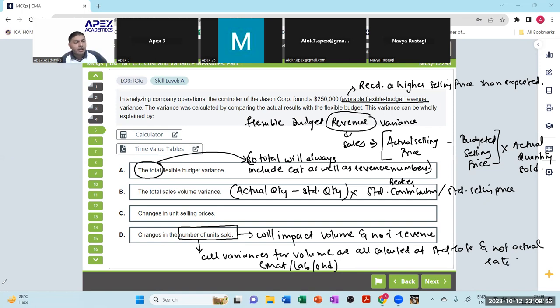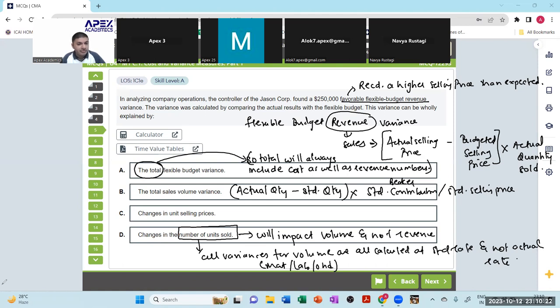Look at material usage variance. Do you use standard material price or actual material price? You tell me that. Standard, right? Labor efficiency variance: standard hours minus actual hours multiplied by standard rate. Agreed or disagreed? Agreed. Yes or no, guys? Yes, sir.